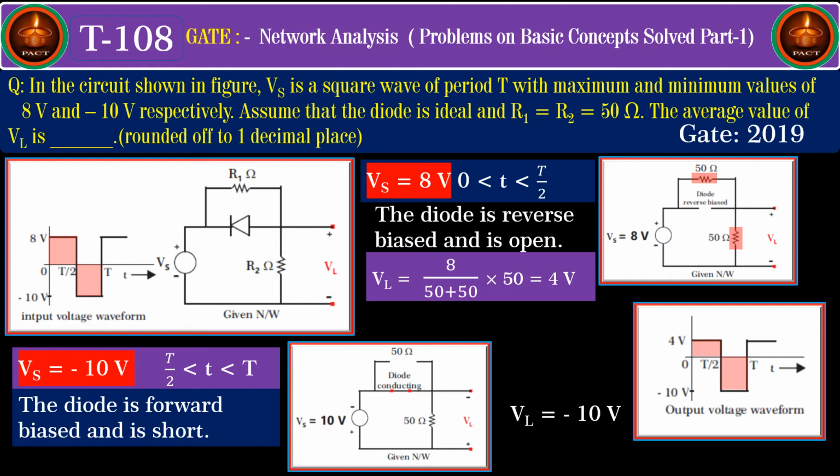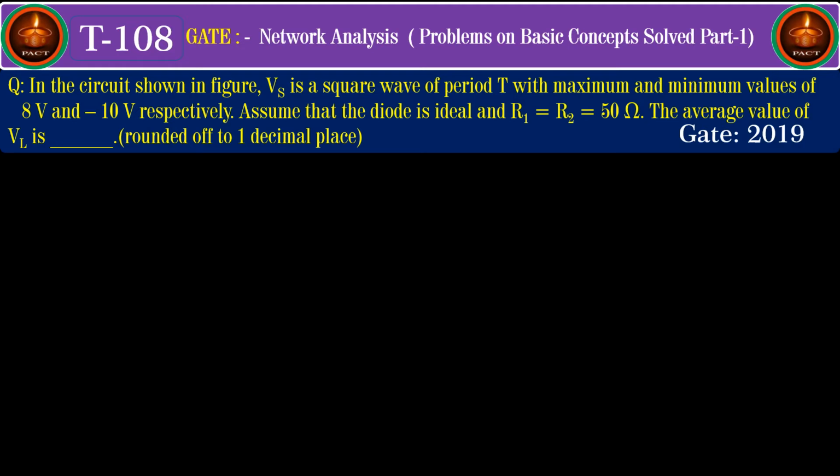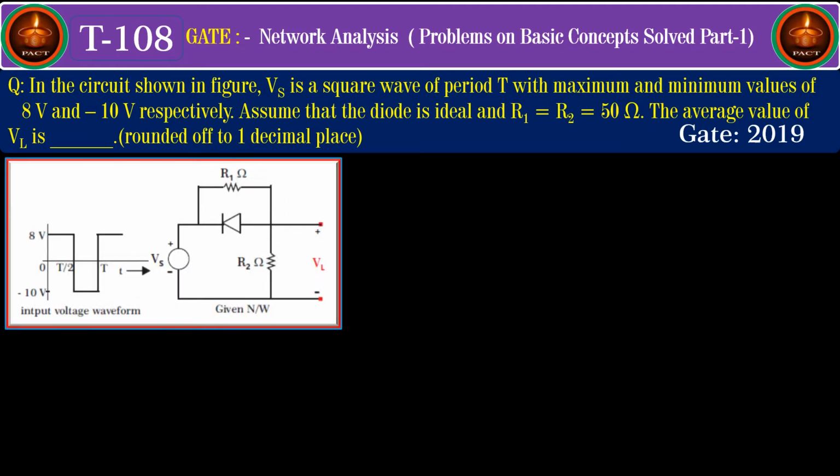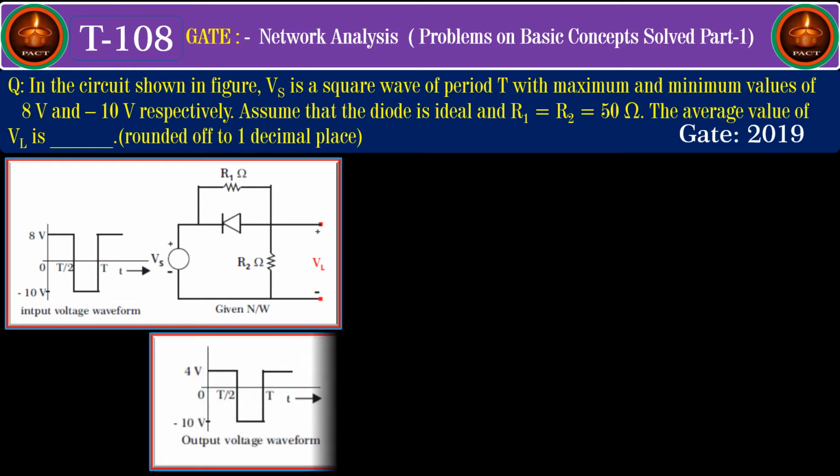So once you know this, you can very easily find the average value of the output voltage, and we shall see that in the next discussion. Friends, the problem statement and the circuit diagram given is shown here, and also the output waveform that we have obtained is given here. To find the average value, it is very simple.